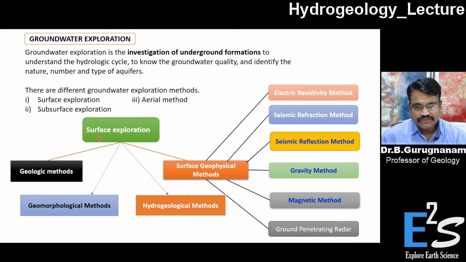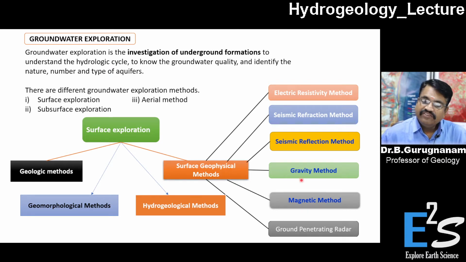In the flowchart shown here, surface explorations are of geological methods, lithology and structure. Geomorphological methods, understanding the various landforms and their influence on groundwater resources. And then the third one is hydrogeological studies by integrating lithology, structure and geomorphology. And subsurface, surface geophysical methods.